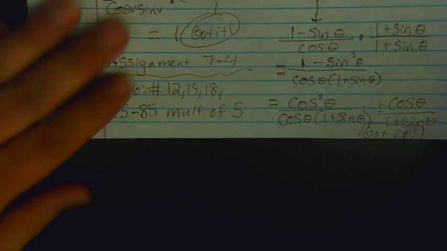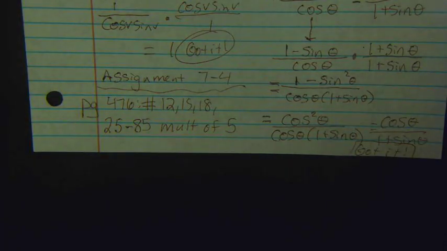Okay, everybody get that? It's on the assignment sheet too. 12, 15, 18, and multiples of 5 from 25 to 85.